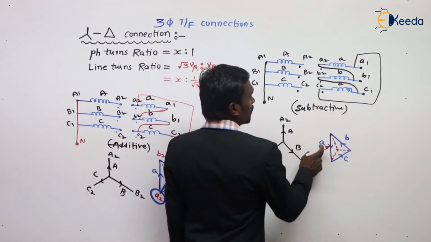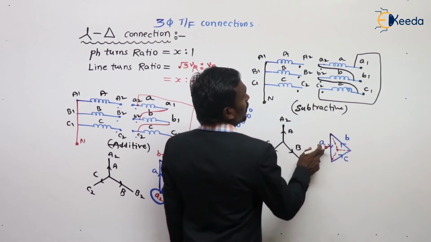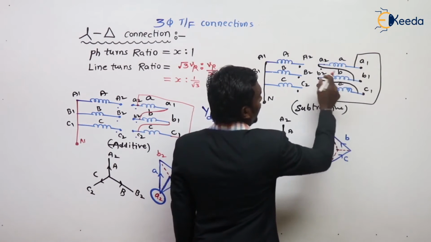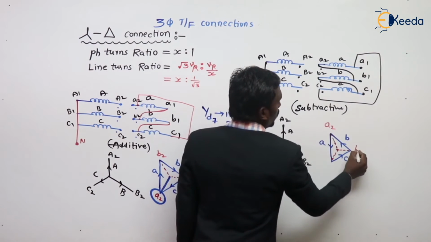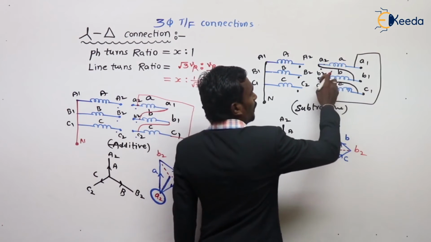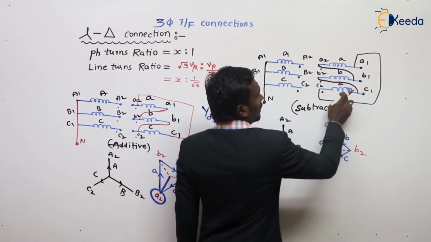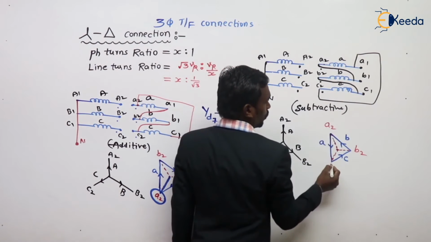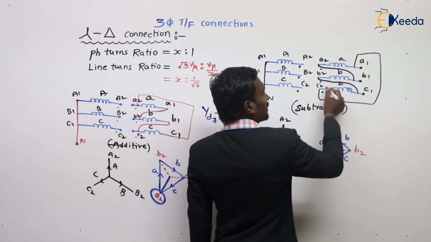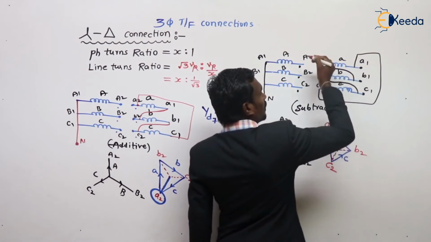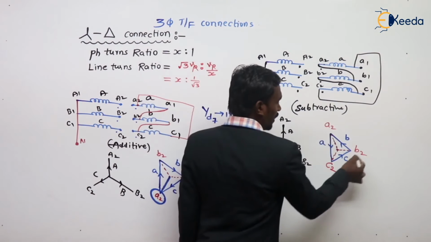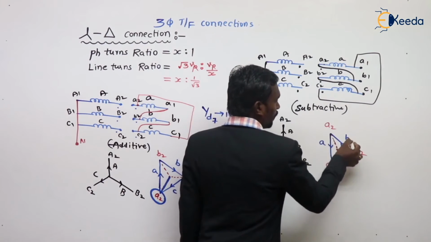Now check it once. A is connected in between. First of all, B is connected in between A2 and B2. And C is connected in between B2 and C2. And A is connected in between C2 and A2. So A, B, C.